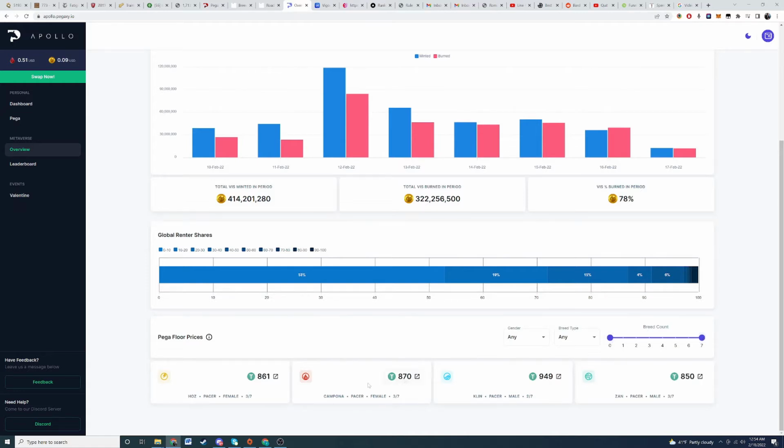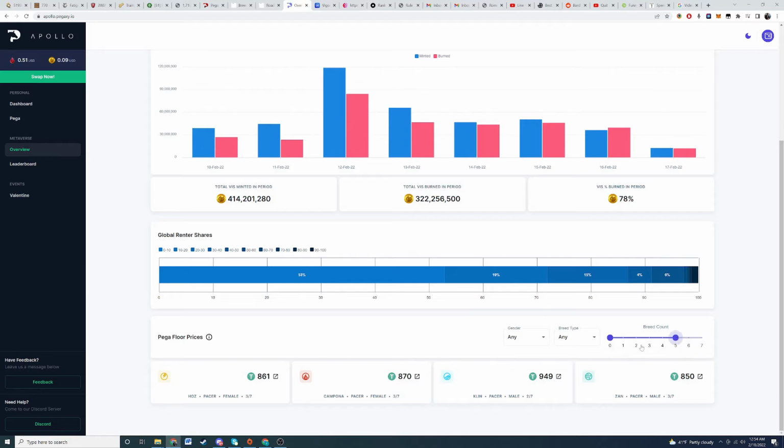If you don't care about breeding and you just want to buy in as cheaply as possible, just keep it like this. And you can basically see that $850 would be the cheapest Pega on the market right now. But you can also see his breed count is 3 to 7. So if you do want to breed him, you're going to be stuck paying a higher cost in the future.